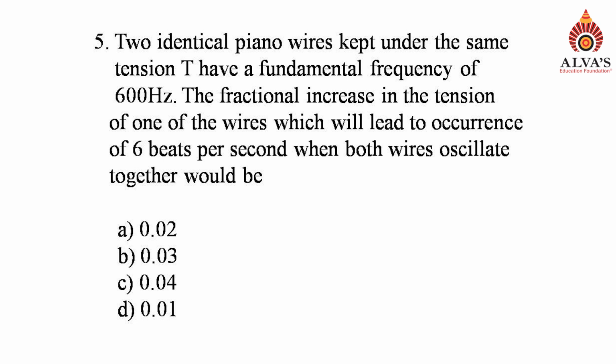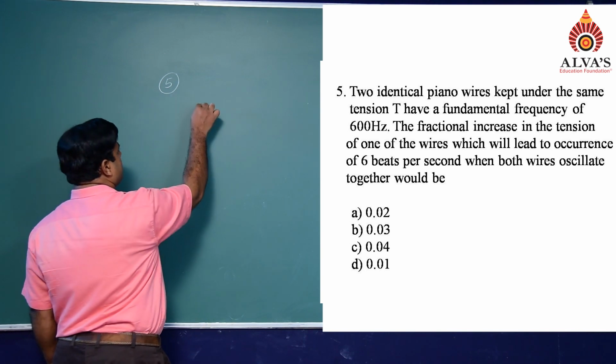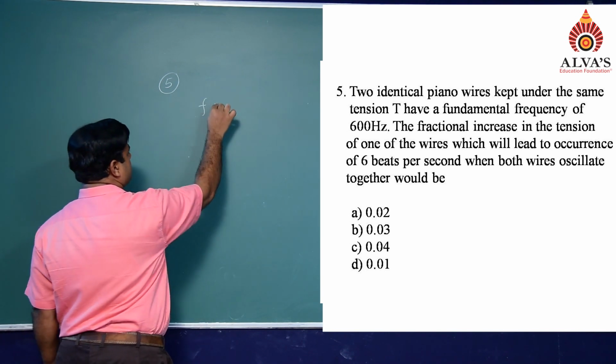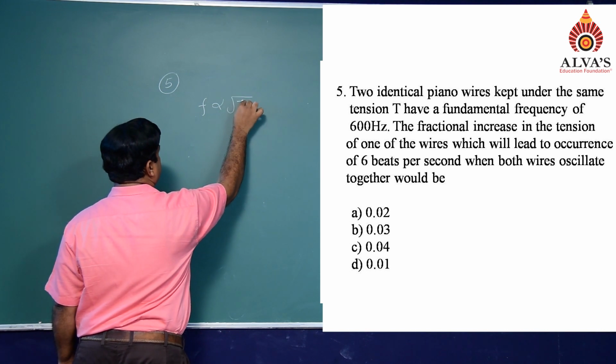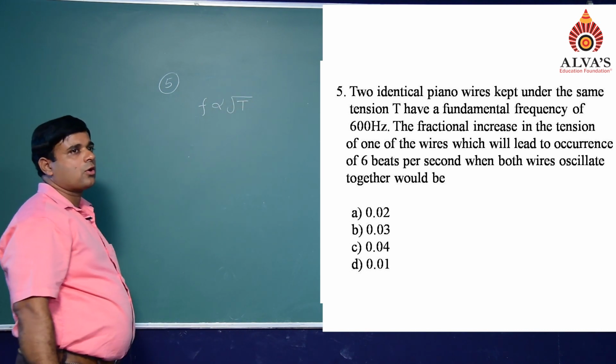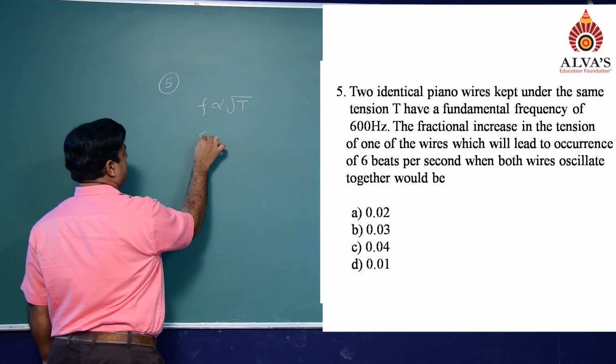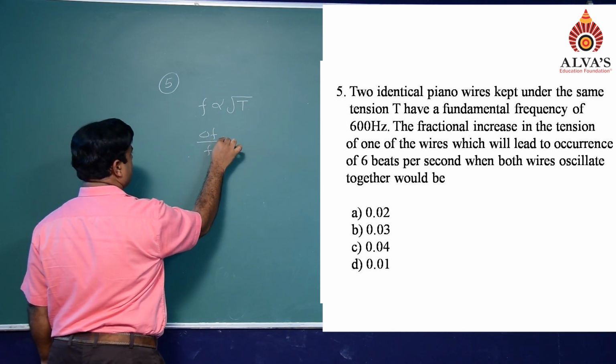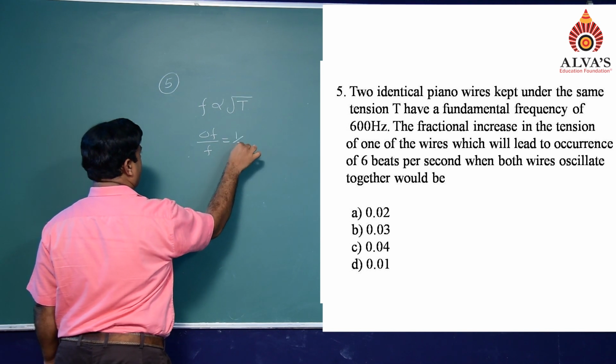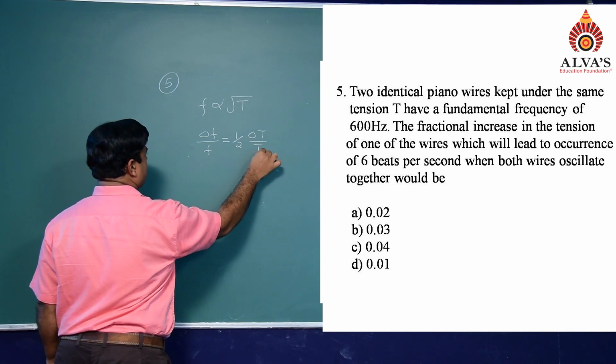So, initially both piano wires have the same frequency, which is 600 hertz, kept under identical tension. Now, you have to calculate what is the increase in the tension when the frequency difference of the two is equal to 6. In case of a piano, nothing but a stretched string, frequency is directly proportional to the square root of tension. Therefore, fractional change in the frequency should be equal to half of the fractional change in the tension.